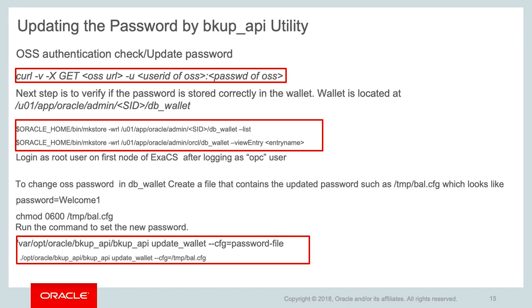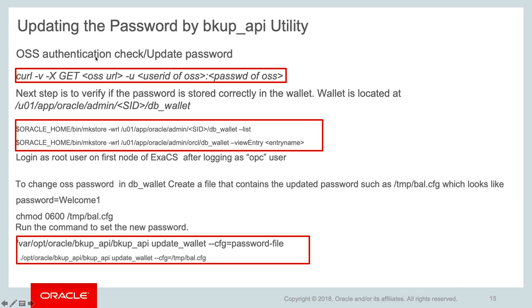Okay, so now we will take a look at how to update the password by the backup API utility. You've seen when we started, I had to provide object storage credentials, and there are chances that you will be updating it as part of maintenance or your policy within the organization. You need to change the passwords from time to time. In those cases, you should have a way to update the password for your backups.